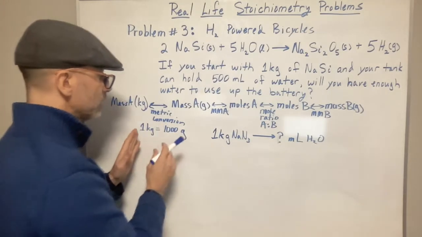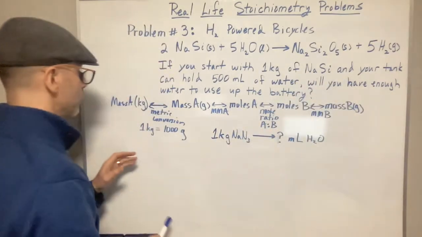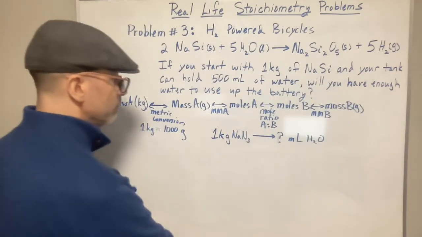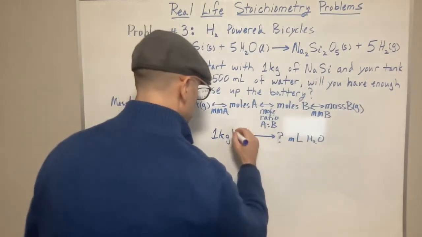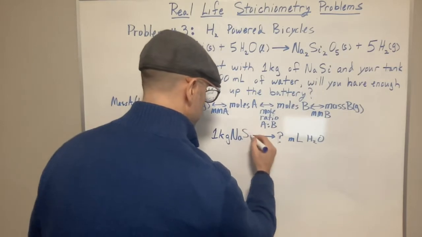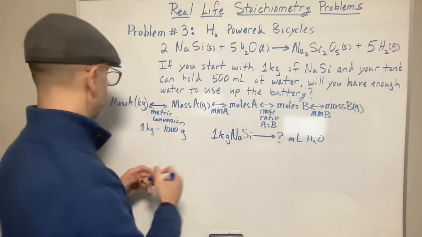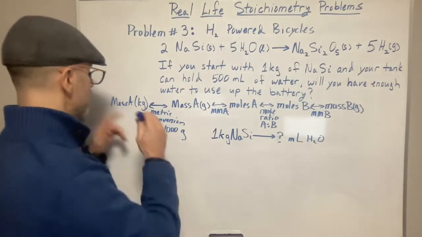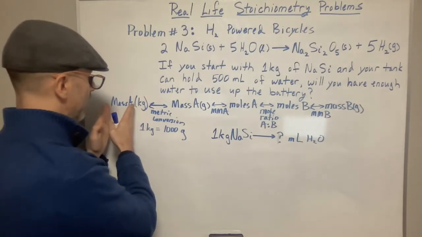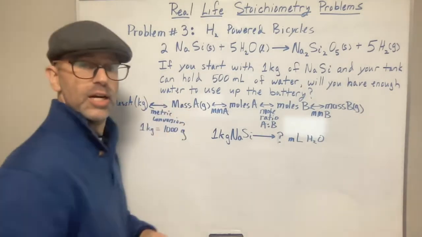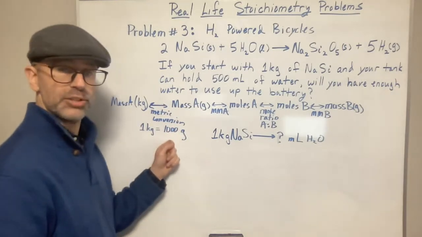So we're going to have to start with kilograms of the NaSi. Oh, sorry, wrong thing. That should be NaSi, not NaN3. So we need to begin with kilograms first. So we need to make that kilograms to grams conversion first using metric conversion.